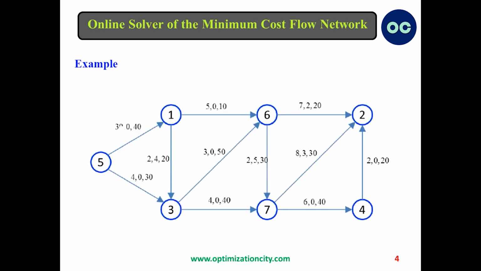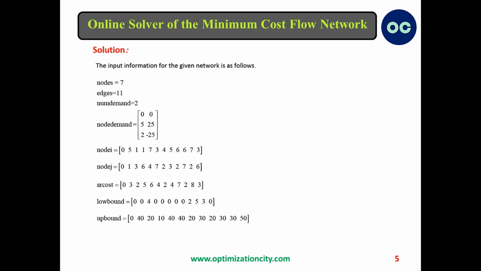To show how to use this online solver, we use the following network. Three numbers are displayed on each arc, respectively the cost of passing each unit through the arc, the minimum flow passing through the arc, and the maximum flow passing through the arc. The question is to find the minimum cost flow in the network. This is the input we should enter in the website. One point I should mention is that each entry should be separated by a comma on the website.